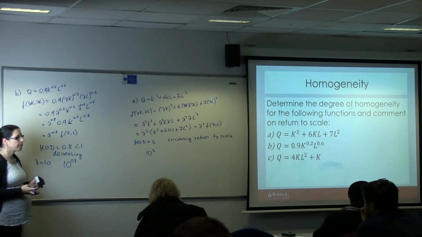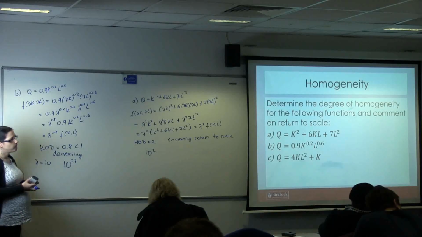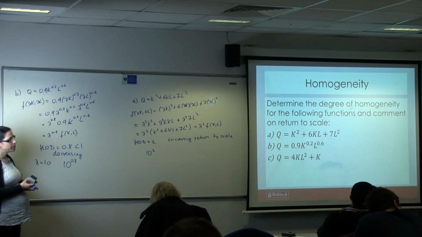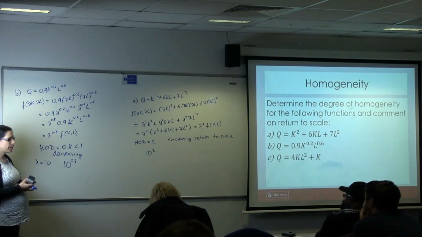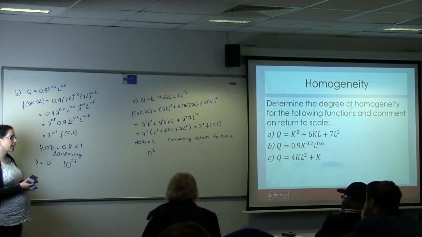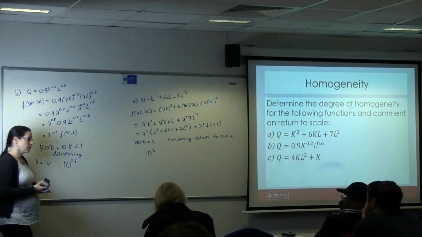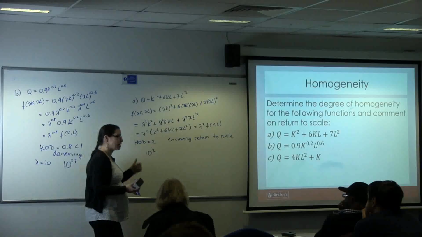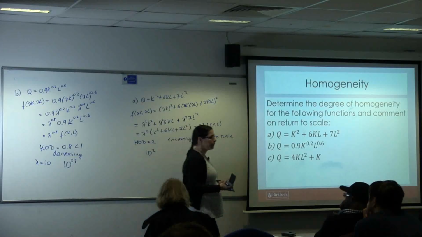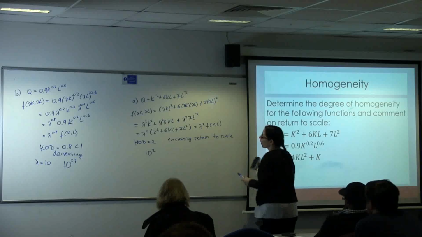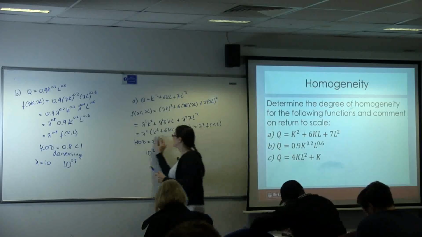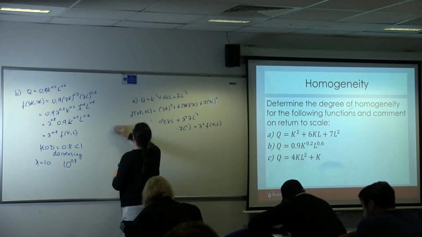So the difference between homogeneous to degree 2 and homogeneous to degree 3 is not the same as between degree 3 and degree 4, because these powers are exponential. Okay, so it's not doubles, triples, 8 to the power of. Let's look at the last one, and then we can go home.